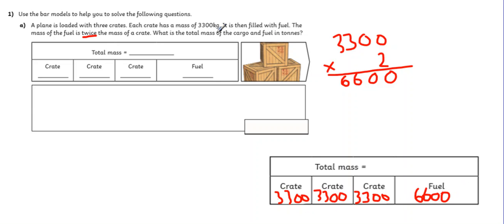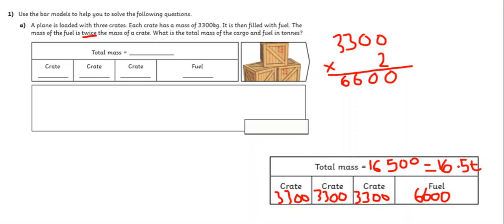So at the minute, remember, we're working in kilograms. So in kilograms, we have got 16,500 kilograms once we've added those all together. But we want to make sure that we are looking at it in tons. So remember, to get from kilograms to tons, you divide by 1,000. So we want in tons, so we're going to divide by 1,000, okay? So 16,500 divided by 1,000 is 16.5 tons. Okay, so we've used the bar model there to help us work out the answer to that question.